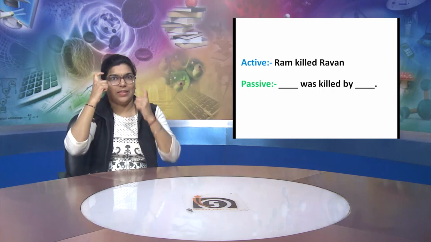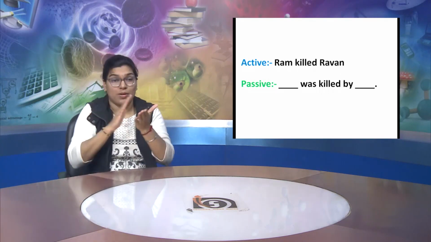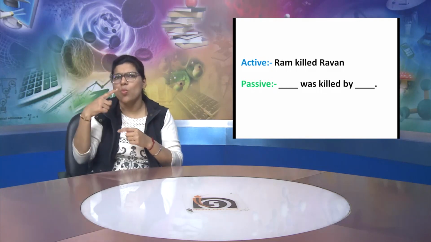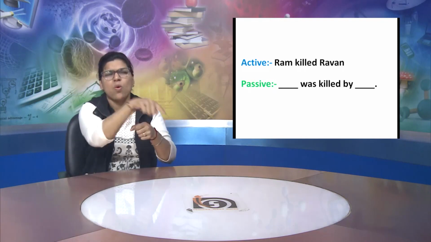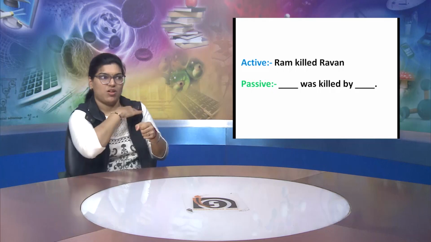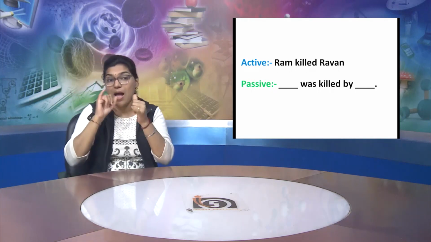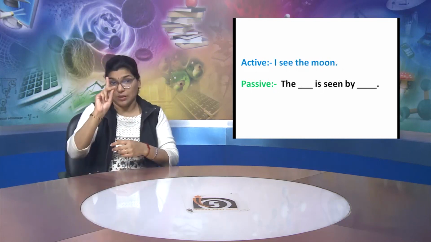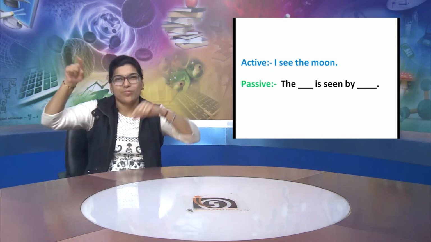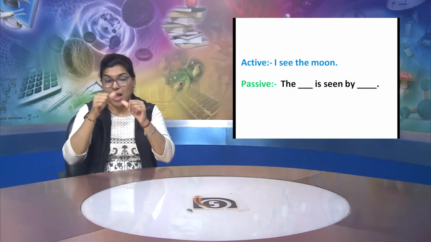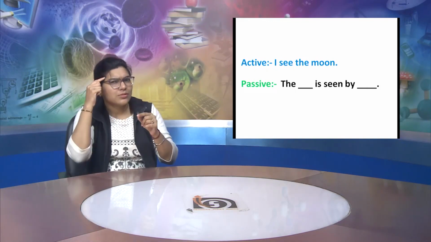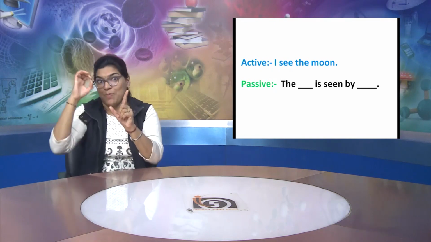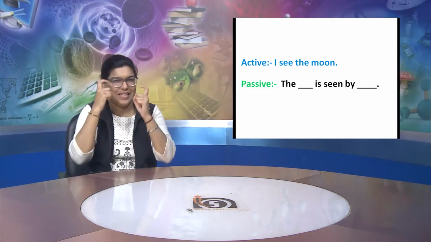It is an exercise for you all. You have to put the words in the blanks. First sentence in active voice: Ram killed Ravan. In passive voice, how the sentence changes, you have to fill in and do it by yourself. You can see the sentence in active form: I see the moon. And in passive form: I dash is seen by dash. You have to do it by yourself.